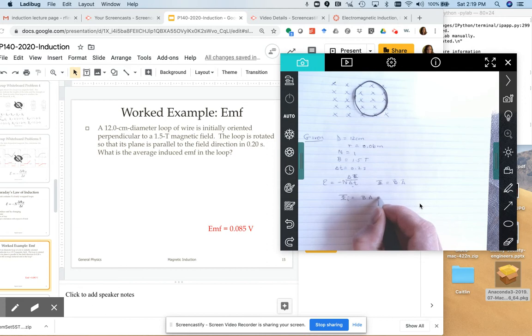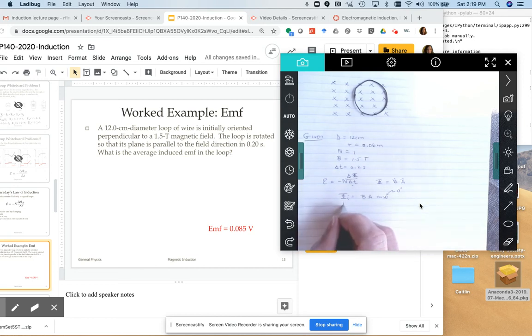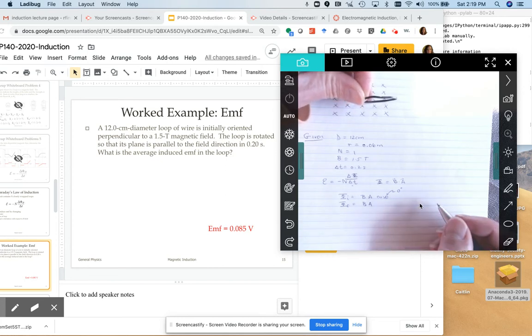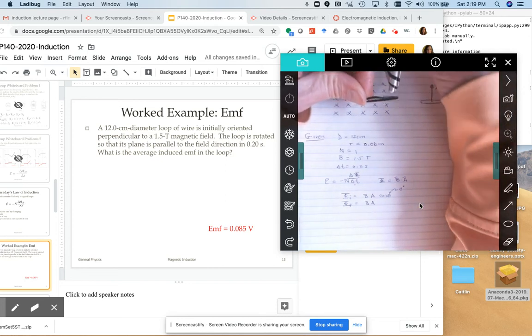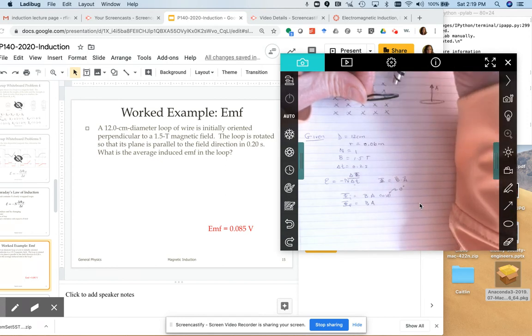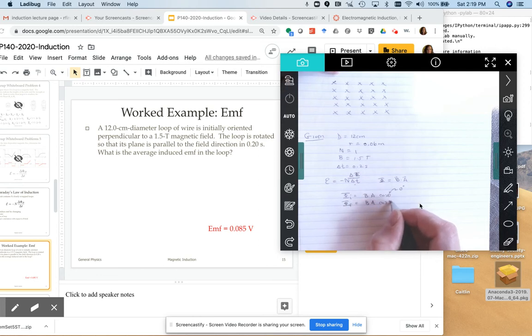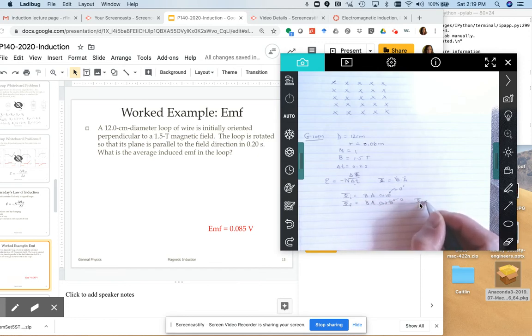So if I use cosine theta, initially theta is 0 because they're in the same direction. And then at the end, the area and the magnetic field haven't changed. It's just that the orientation changed, right? So my loop went like that. And so now my area vector is pointing in this direction, for example, and my field is down into the page. So those are perpendicular. So now I have a cosine of 90 degrees. Okay, and cosine of 90 is 0, so it tells me that phi final is 0.